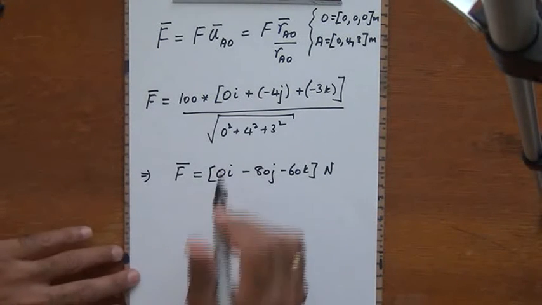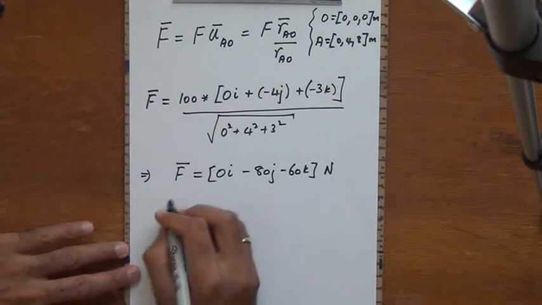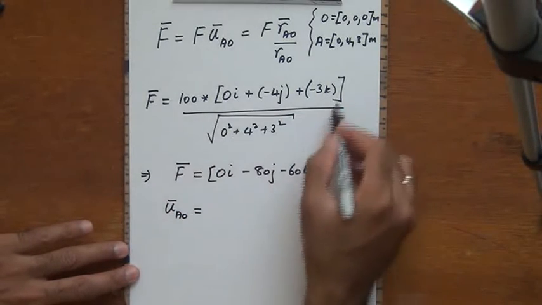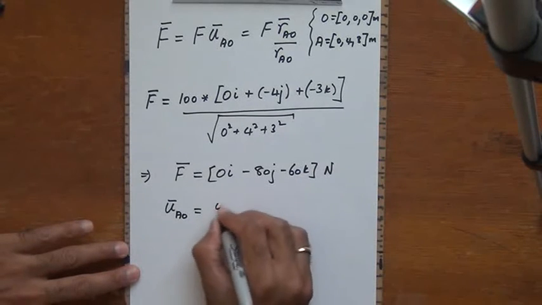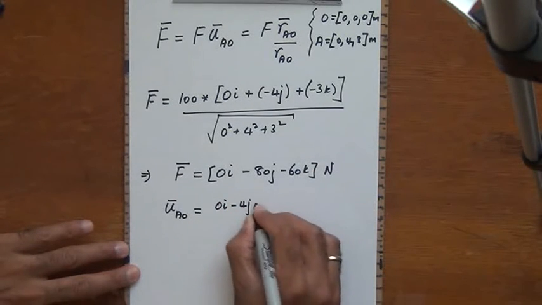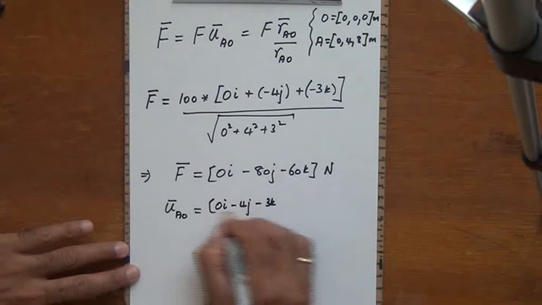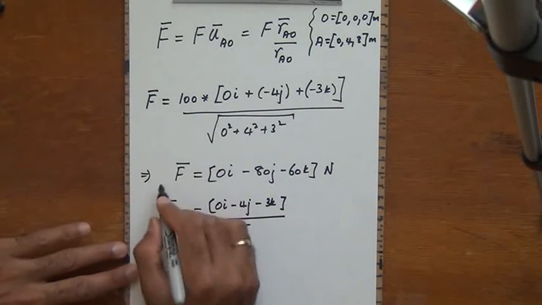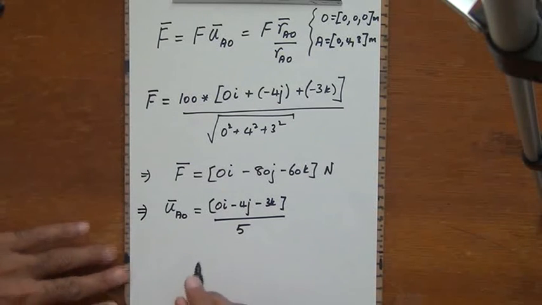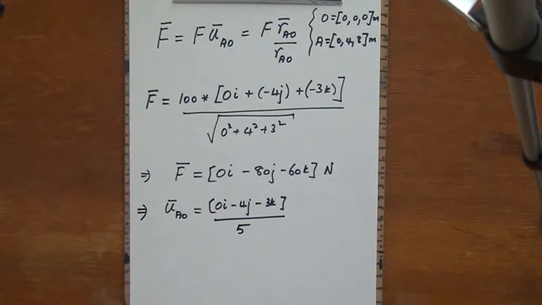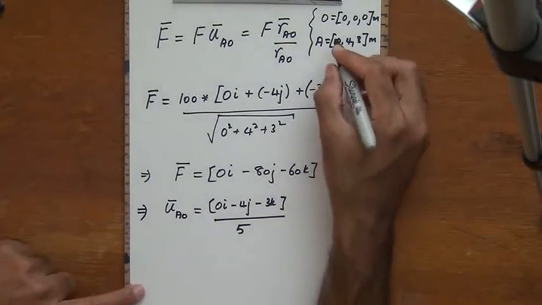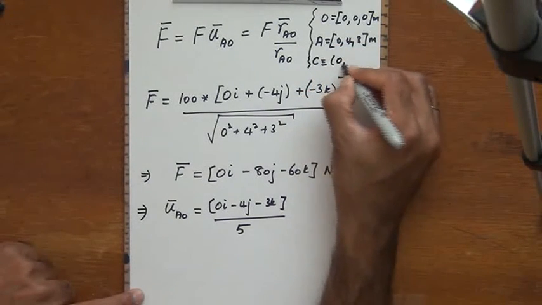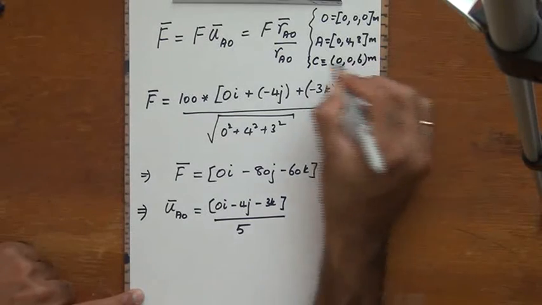Alright, and I also have the unit vector along UAO, which we wrote in this particular form. This is 0I minus 4J minus 3K divided by 5. Alright, so these are two of the useful pieces of information that we have. I'm going to sneak in the coordinates of the point C right here. It is 0, 0 and 6 meters.